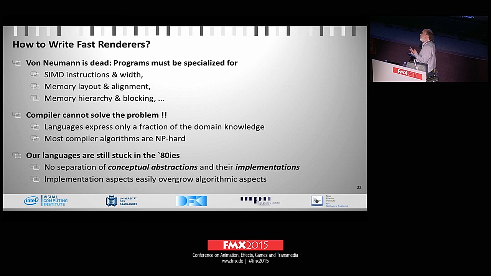And second, even if it would know that, essentially all of the compiler algorithms are NP-hard. And so it has to apply heuristics, and well, sometimes they work, and then you get good results. And in many cases, they don't, in particular when your code gets a little bit more complex, and renderers are not trivial code. So then it doesn't work.